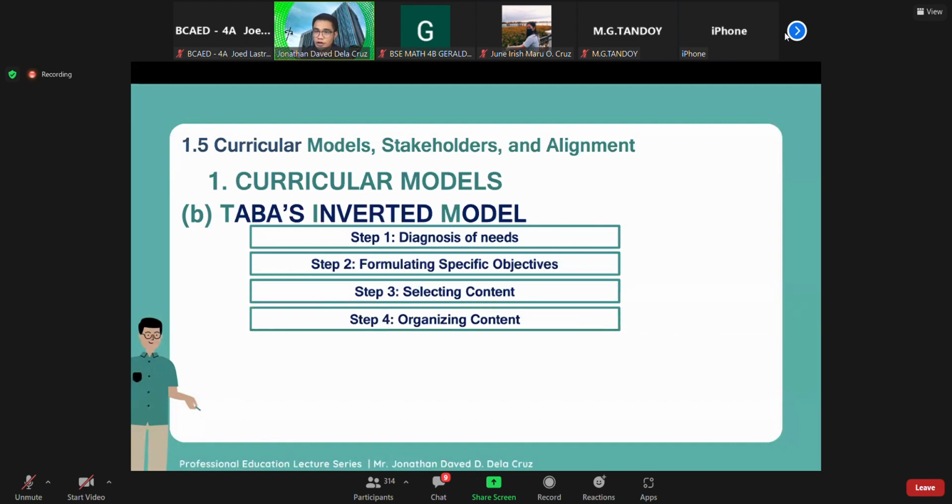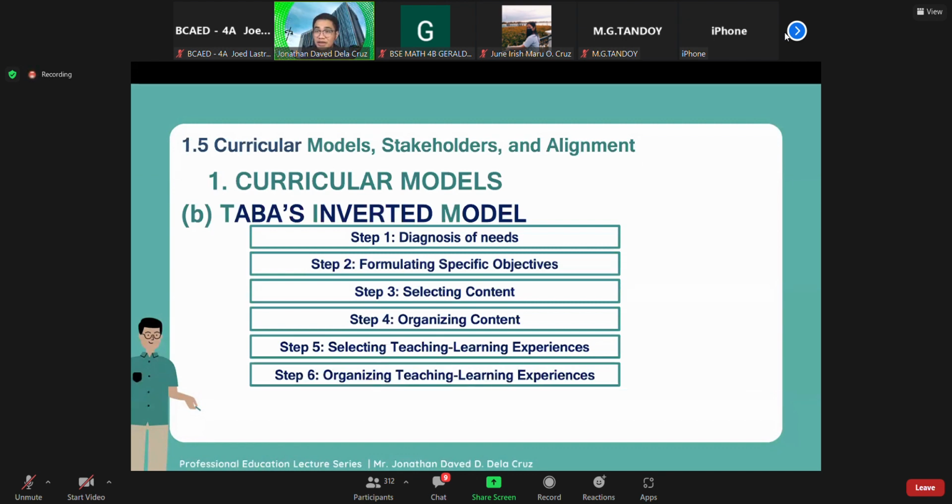Then afterwards, you organize the content. You select the content on the basis that I've mentioned kanina on the selection of content, and then you organize the content based on proper continuity and sequencing. Step 5 is select teaching and learning experience. Bakit mahalaga na malaman kung anong teaching and learning experience? Because again, it will provide the meaningful learning. After selecting, you have to organize. So select, organize, select, organize.